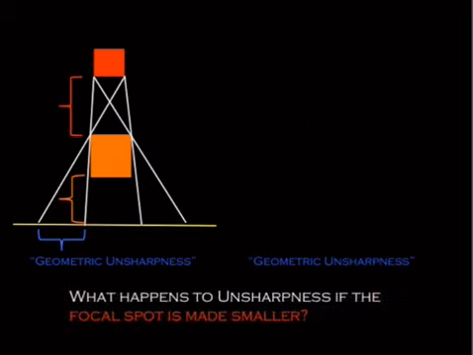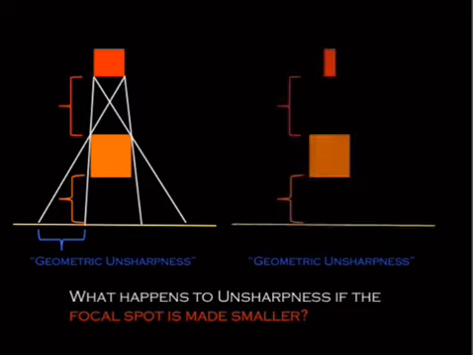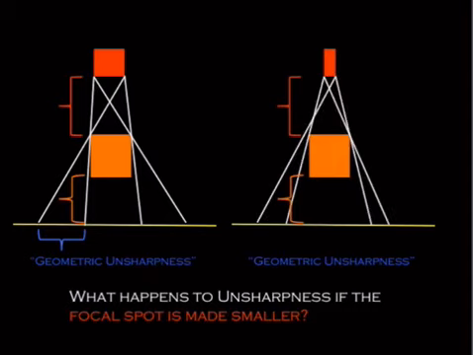So let's do another one. What happens to the unsharpness if the focal spot is made smaller? Again, we draw the same thing here. This time we've got a smaller focal spot. Our distance has stayed the same. Drawing it out again, notice that it gets smaller. Now you could do the exact opposite and make the focal spot bigger, and you would see that the opposite relationship exists.